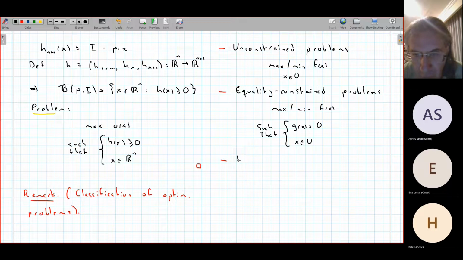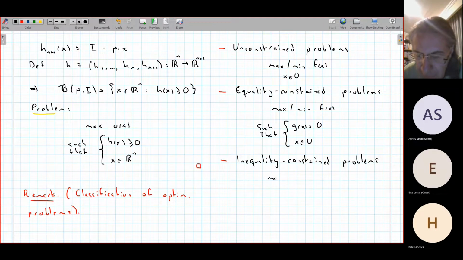We have also inequality constraint problems, which are of the following form. So you maximize or minimize f of x. The conditions are of the form h of x must be greater than or equal to 0 and x is in U.